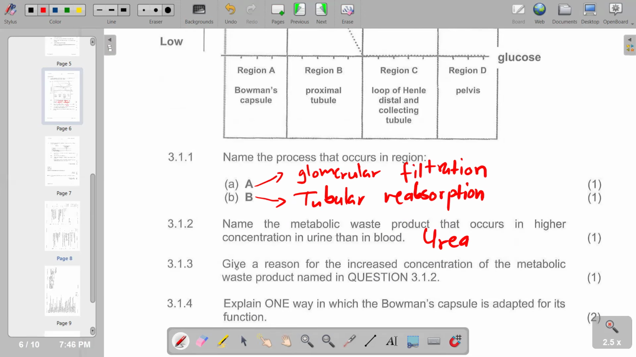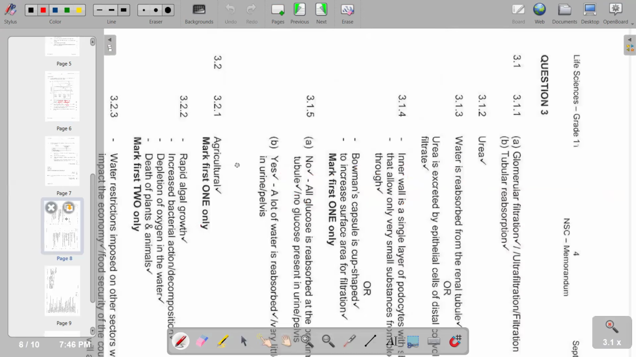And on the third part, give a reason for the increased concentration of the metabolic waste product named in question 3.1.2, and that is urea. So you'd see that in terms of that, the reason is that water is reabsorbed from the renal tubule, or urea is secreted by epithelial cells of the distal convoluted tubule. So basically, this is what we have on this part, which is 3.1.3. So we have those explanations as stated in our answer section on this part.